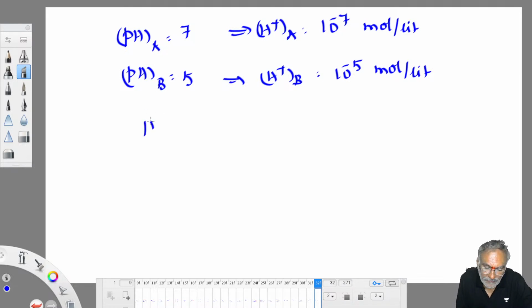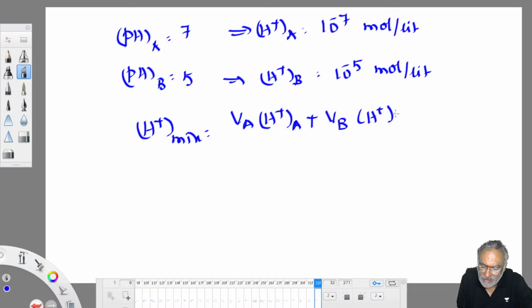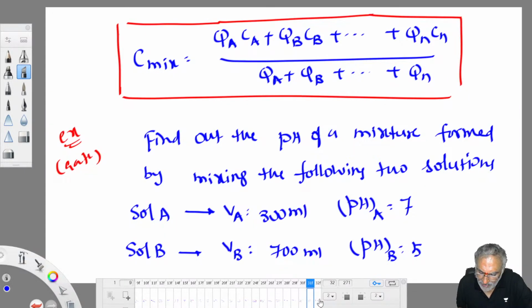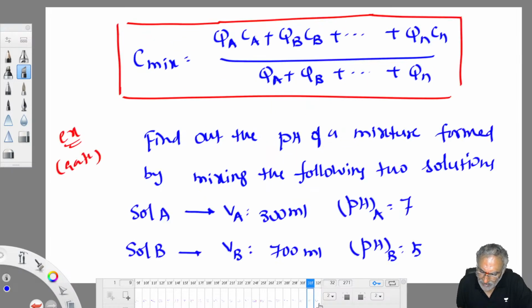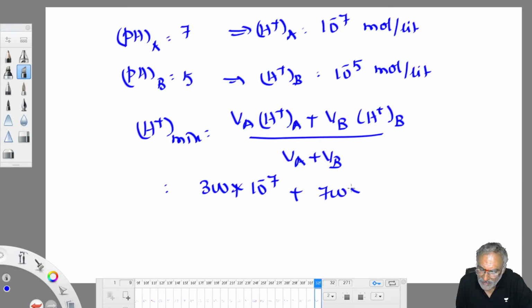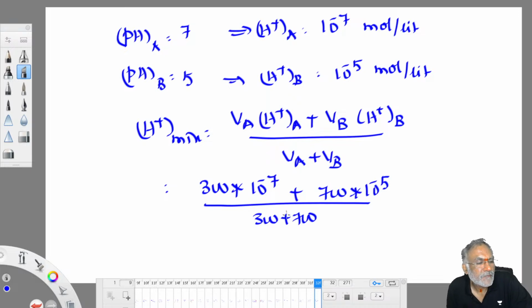Now H plus of mix is equal to VA into H plus of A plus VB into H plus of B, divided by VA plus VB. VA is the volume, 300 ml. So it is 300 into 10 power minus 7 plus 700 into 10 power minus 5, divided by 300 plus 700. Come on, work out this value.